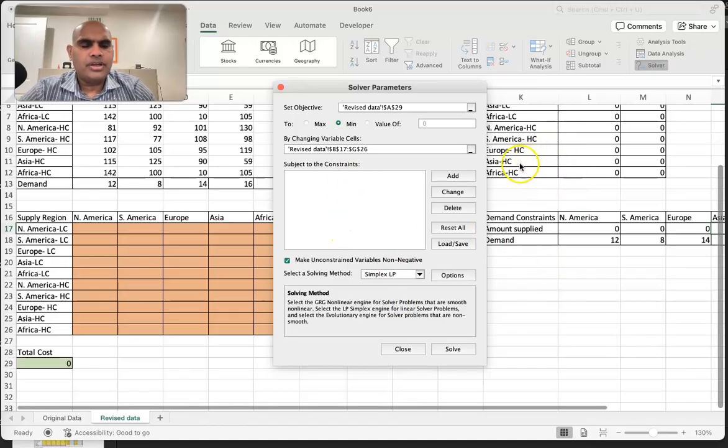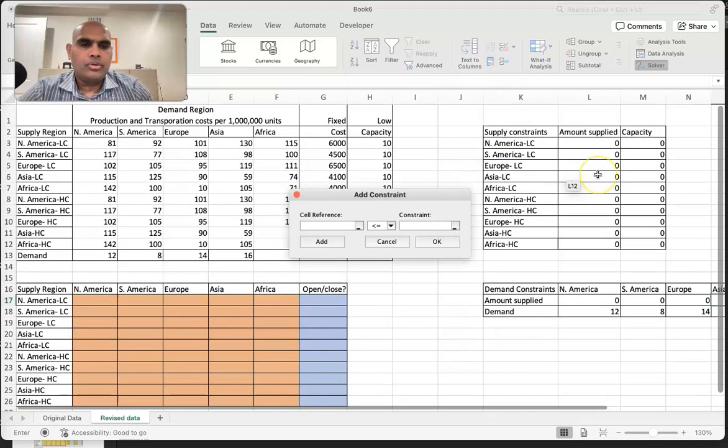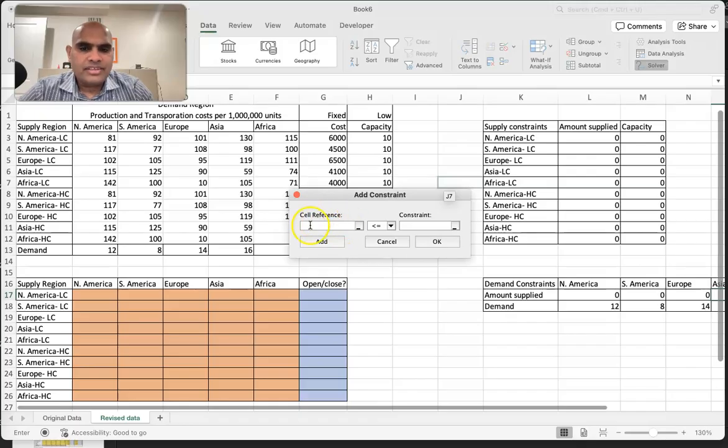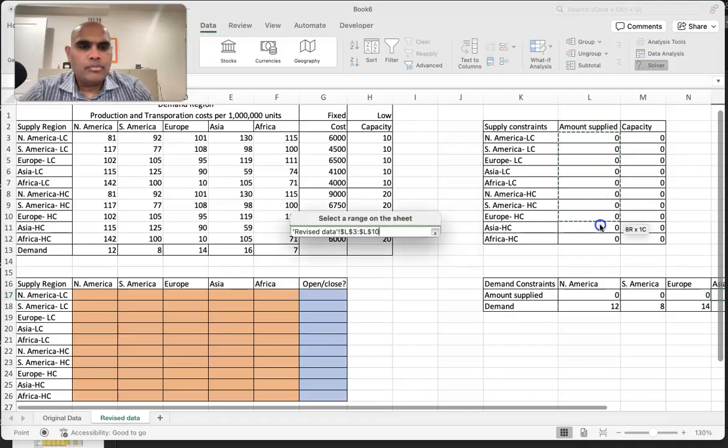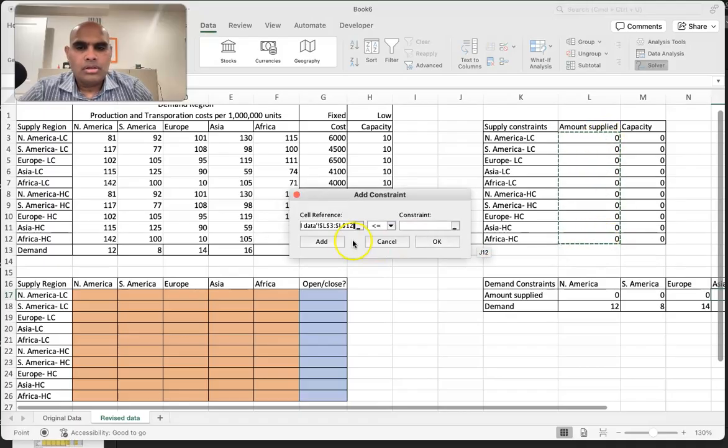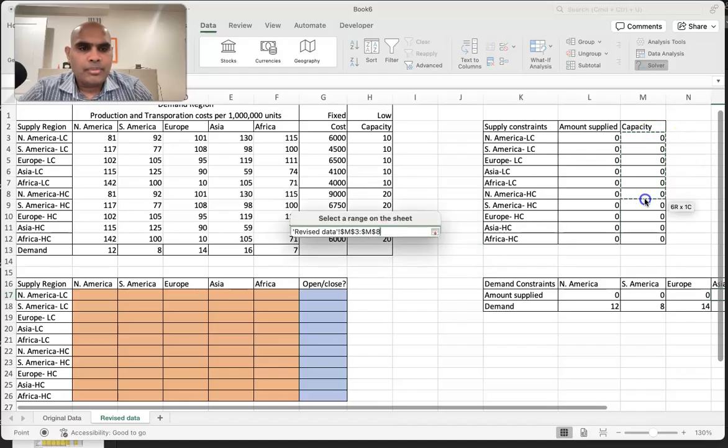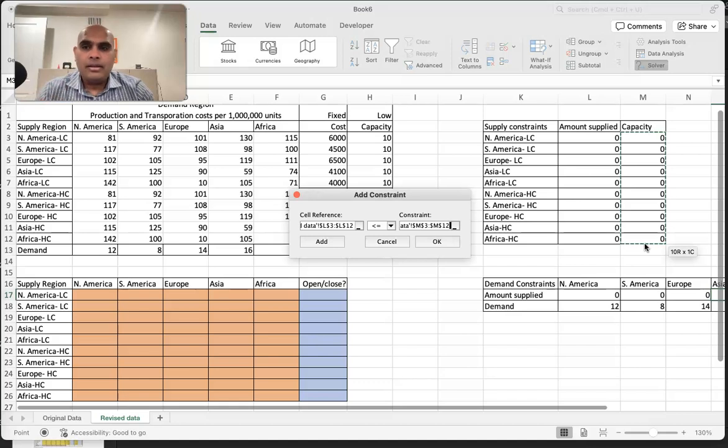First, we'll add the supply constraint. Now you can add each supply constraint one by one, or you can add them all together, and this is how I'm going to do it. So you have the left-hand side of a constraint and the right-hand side of a constraint. I'm going to choose all the amounts that are supplied, everything from L3 all the way down to L12, has to be less than or equal to, so it's already less than or equal to, so I don't have to choose anything, the corresponding capacity value. Now the capacity value can either be 10 or 20 or 0 depending upon how things work out.